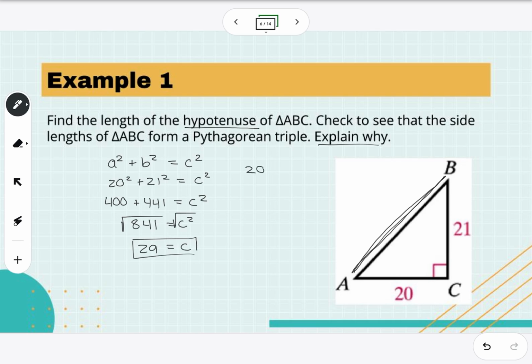So here we're just going to double check 20, 21, 29. They do work as a Pythagorean triple. I can say that this set is a Pythag triple because they satisfy Pythag. So because 20 squared plus 21 squared equals 29 squared.